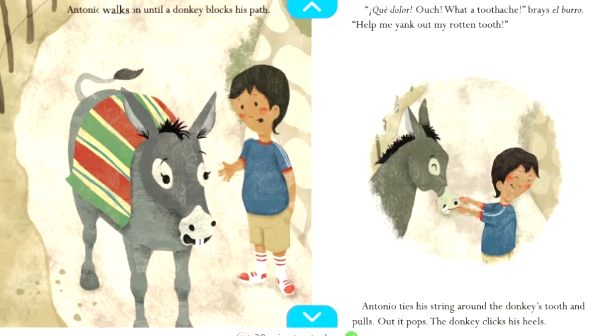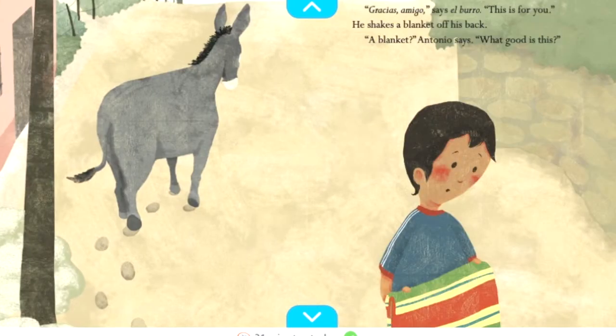Antonio walks on until a donkey blocks his path. Que dolor, ouch! What a toothache! Prays El Burro. Help me yank out my rotten tooth. Antonio ties his string around the donkey's tooth and pulls. Out it pops. The donkey clicks his heels. Gracias, amigo, says El Burro. This is for you. He shakes a blanket off his back. A blanket? Antonio says. What good is this?